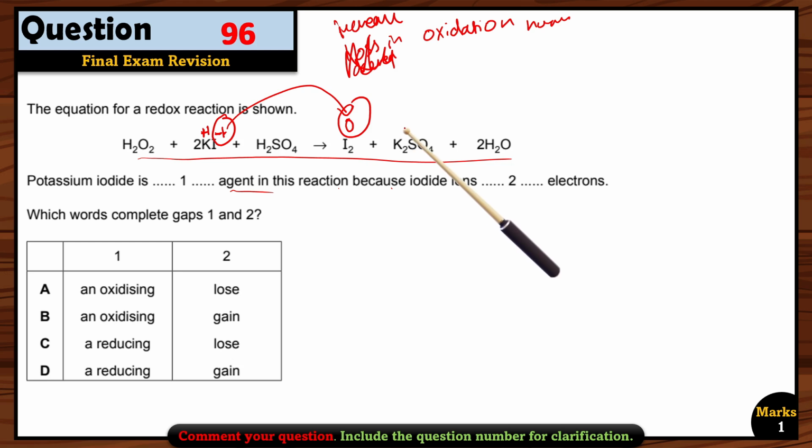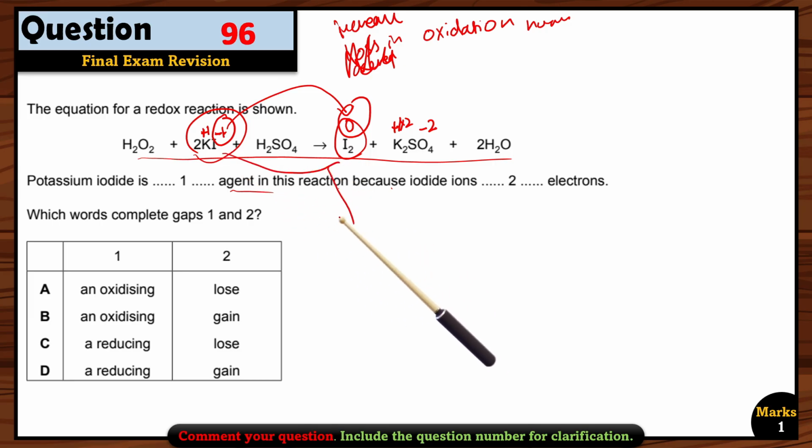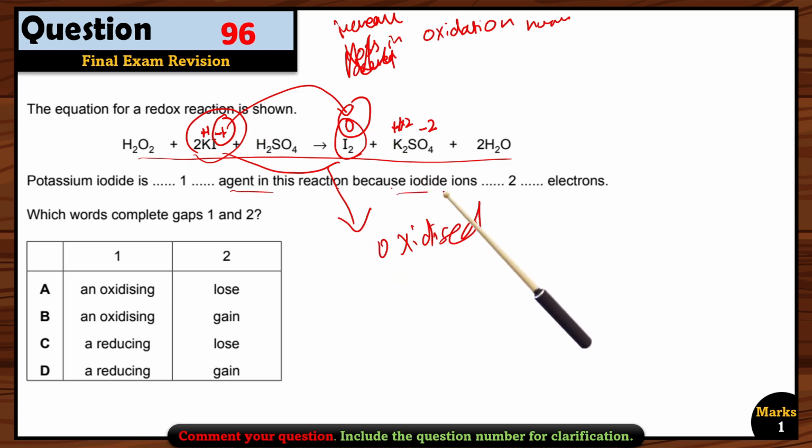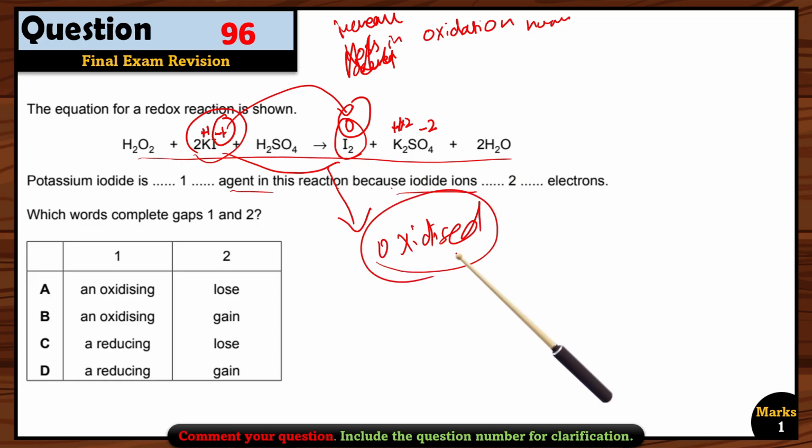Right? Here the K is still the same. It is -2 here and the K is +1 here, because +1 into 2 will be +2. So nothing changed for K. Only the oxidation state of I is changing. Iodide was first -1. Now it becomes 0 because it is now in the element form, right? So the oxidation number has increased. What does it mean? It means it is oxidized. Increase in oxidation number means the iodide ions are oxidized, right?